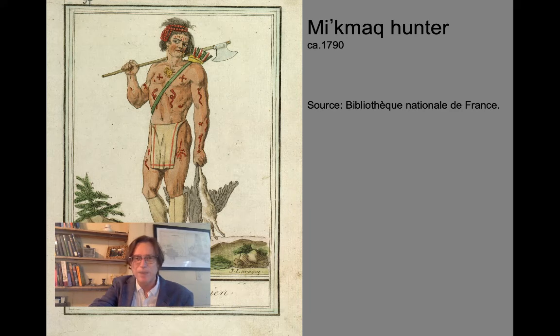I don't need to spend too much time on all of this stuff, but there's a lovely illustration from an 18th century French collection. It says Homme Acadien, but what they mean is an indigenous person of Acadia. They don't mean an Acadian male. It would have been French, not indigenous.